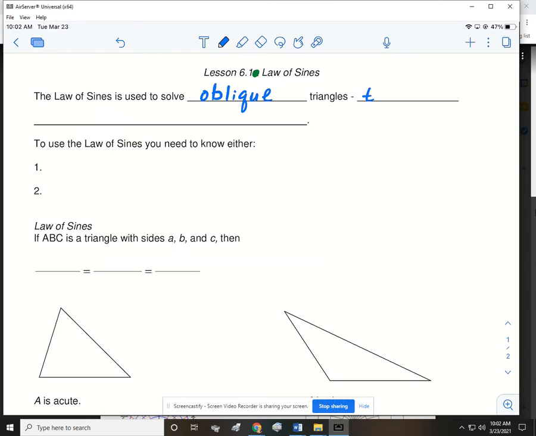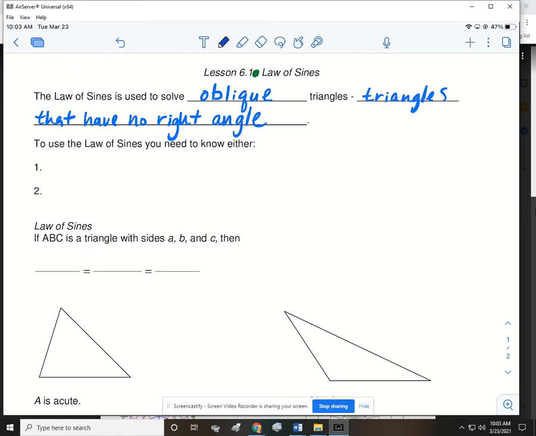So these are triangles that have no right angle. We can still use trigonometry without a right triangle, which is what we're going to do with the law of sines and then the next lesson with the law of cosines. One thing you're going to need to know, in the grand scheme of things, is when to use law of sines and when to use law of cosines.